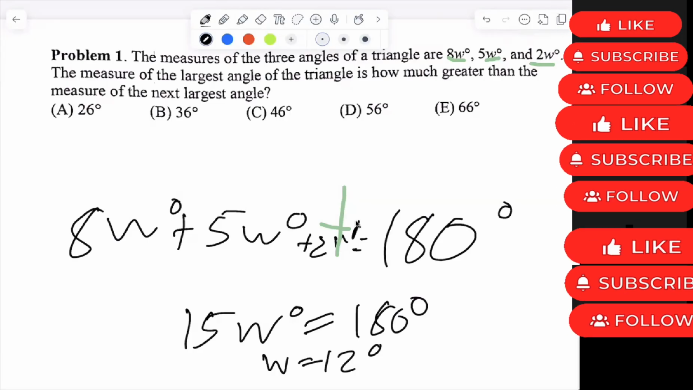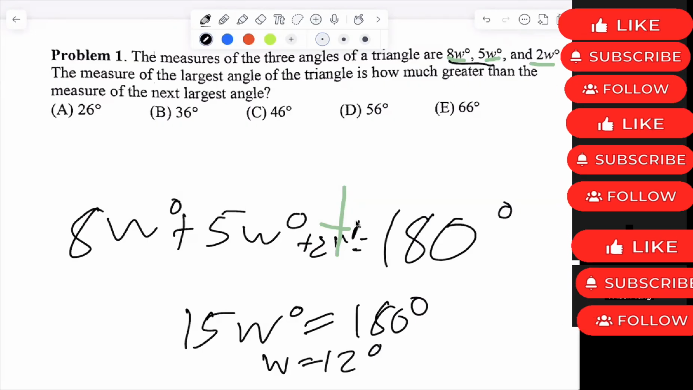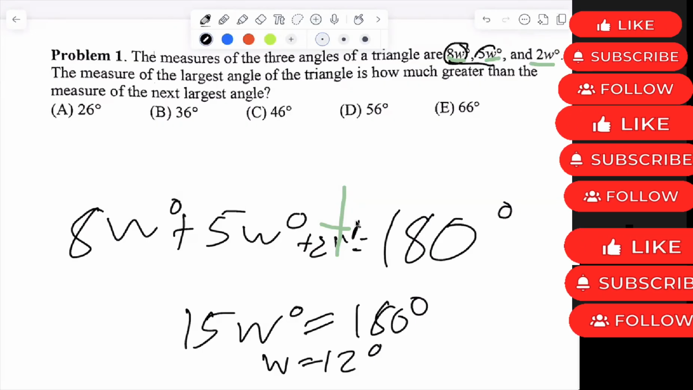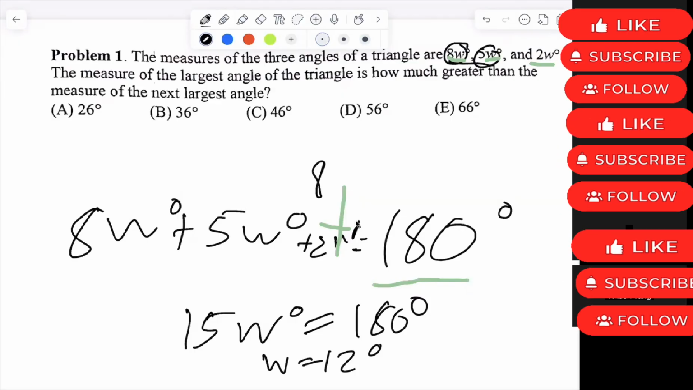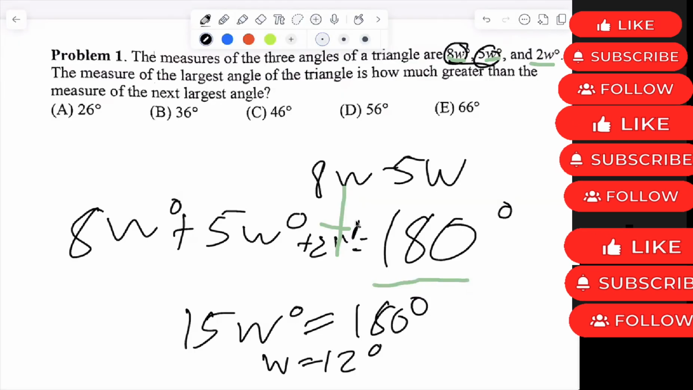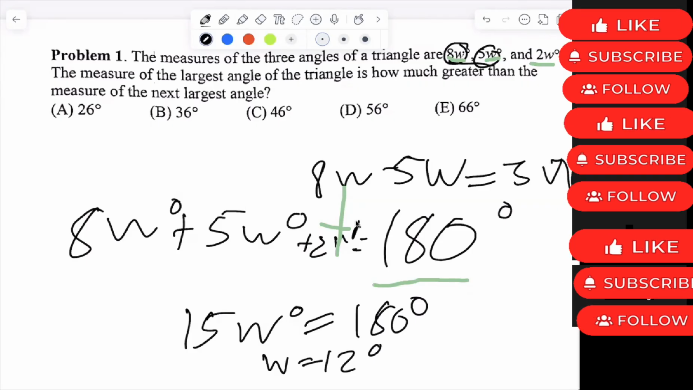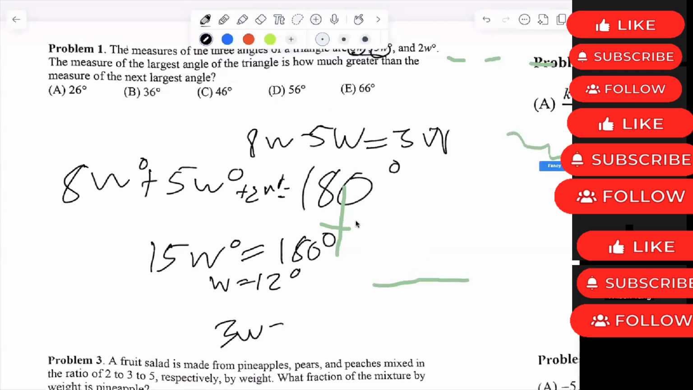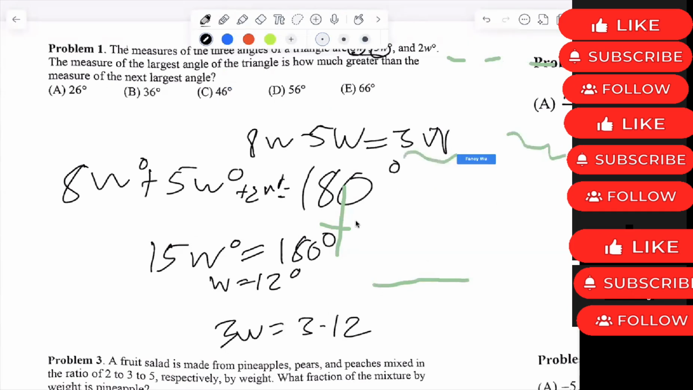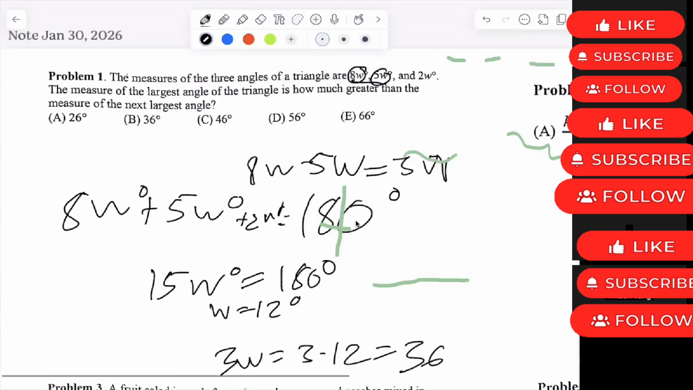In this case, the largest angle in this triangle is 8W, followed by 5W. This gives you 8W minus 5W as the difference, or 3W. So now we're just tasked to find 3W, since that's the difference. Well, 3W is just 3 times 12, since W is equal to 12. And then you have 36 as our final answer.